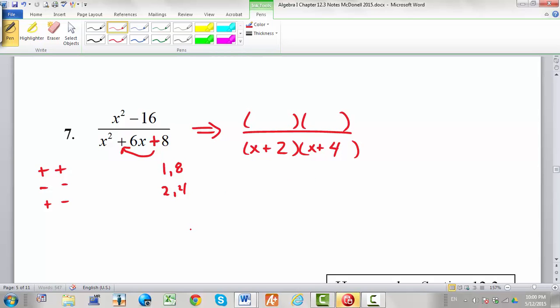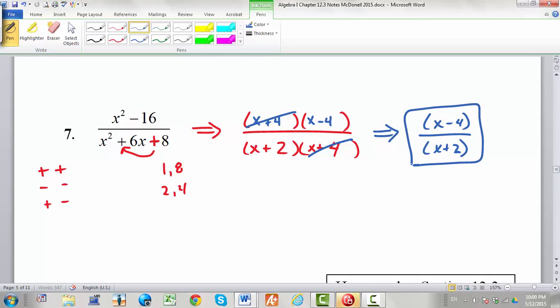Do you recognize this as the difference of two squares? I hope so. That's x plus 4 and x minus 4. Those are called conjugates. And now you can see the x plus 4's cancel. That takes us to an x minus 4 over an x plus 2. And I can't emphasize enough that the 4 and the 2 do not cancel in this case. And that is going to be your answer.